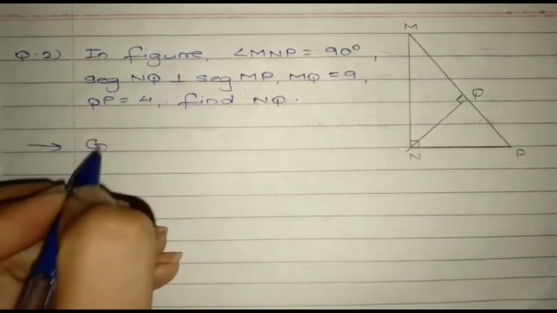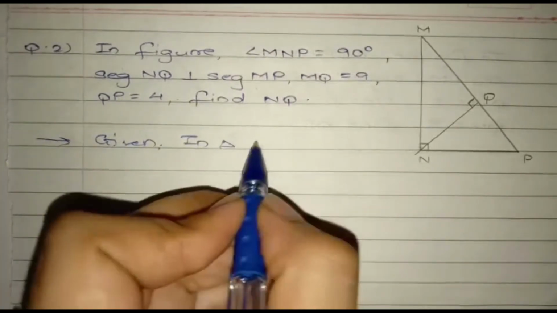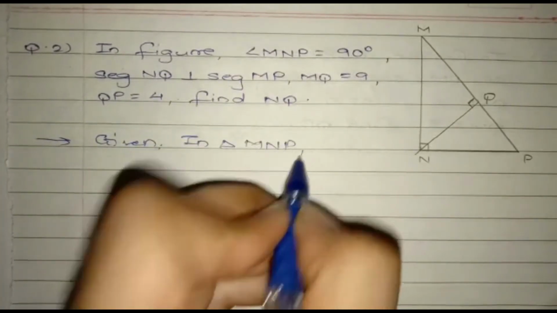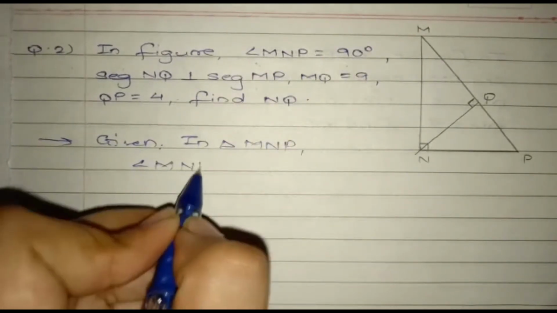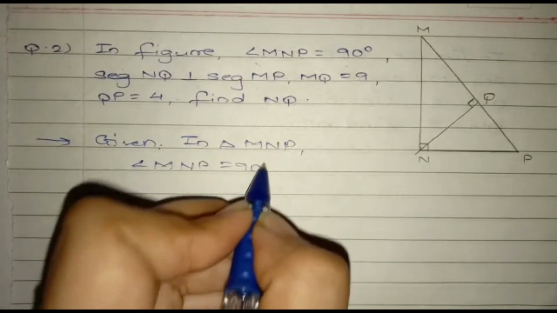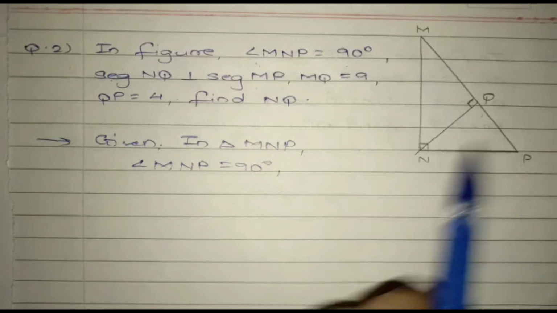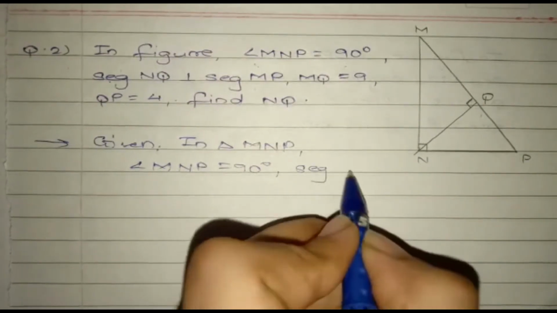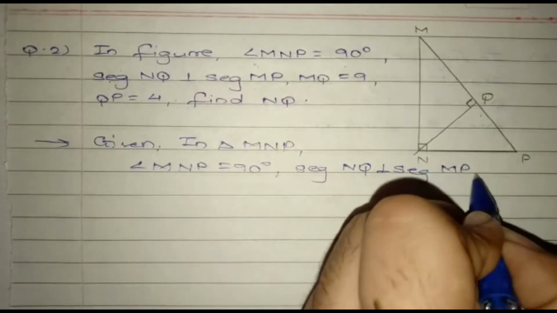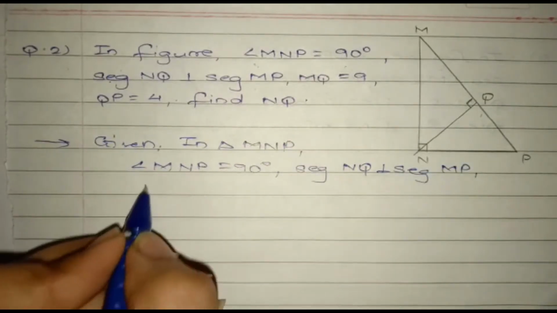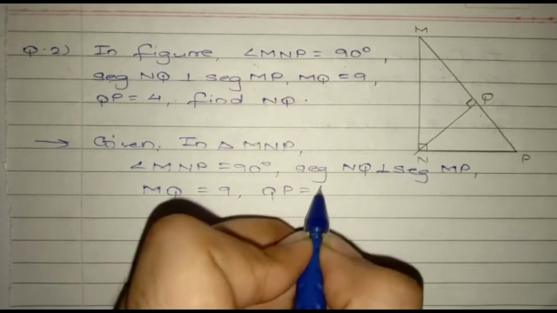First we'll write what is given. In triangle MNP, angle MNP is 90 degree. Segment NQ is perpendicular to segment MP. Also MQ is 9 and QP is equal to 4.